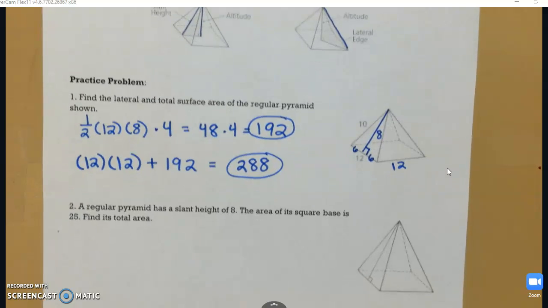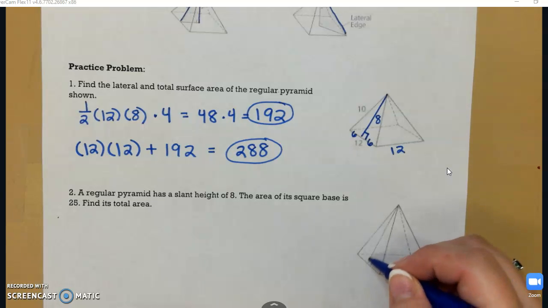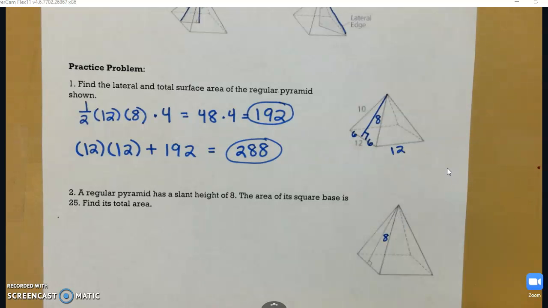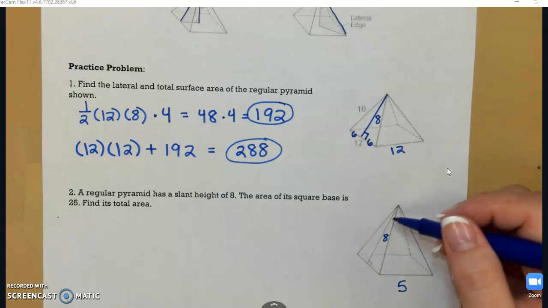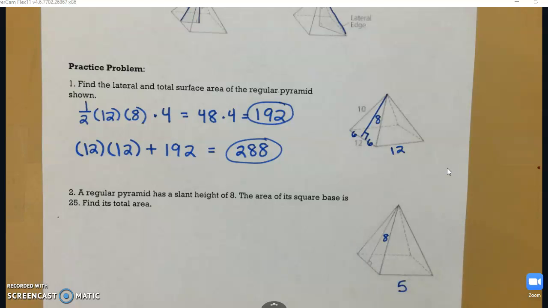And last but not least, again, we have a regular pyramid with a slant height of 8. Remember, the slant height is this distance right here, so I'm going to label that 8. And the area of its square base is 25. So if the area of the square base is 25, that would mean that each of my sides is 5 long. And we want to find its total area. So that means I need to find the surface area of my lateral faces plus the surface area of the bottom. And we're told already that the surface area of the base is 25. So I just need to find the area of each lateral face.